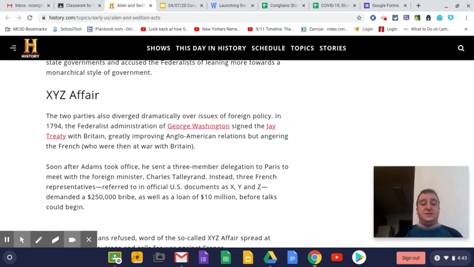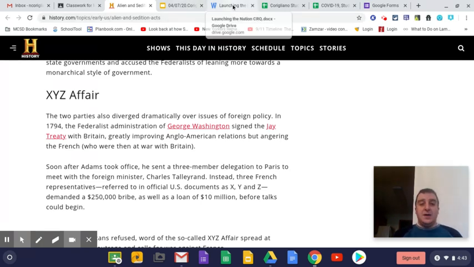When John Adams took office, he sent a three-member delegation to Paris to meet with the foreign minister, Charles Talleyrand. Instead, three French representatives, referred to in official U.S. documents as X, Y, and Z, demanded a $250,000 bribe as well as a loan of $10 million before talks could begin. So that was the XYZ Affair, guys. That's exactly the event we're talking about. The three delegates from the United States, when they went to France to meet with Charles Talleyrand, were asked to pay a $250,000 bribe and a $10 million loan before they could actually speak to Talleyrand.